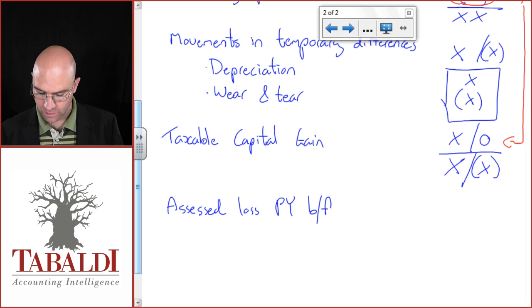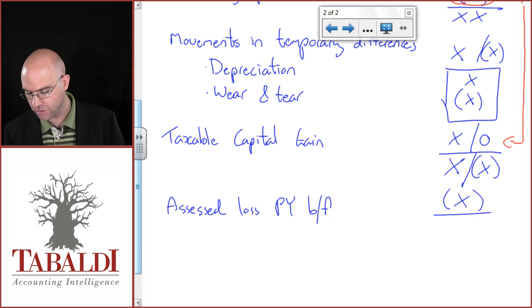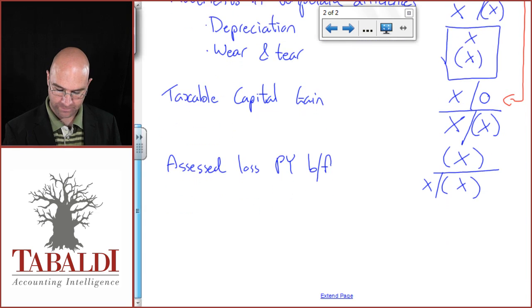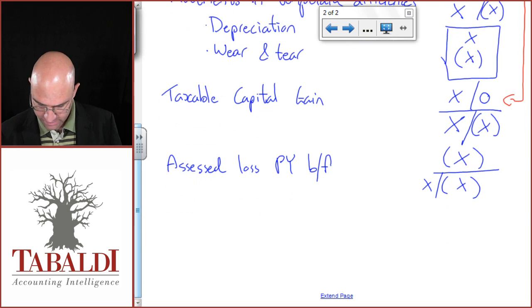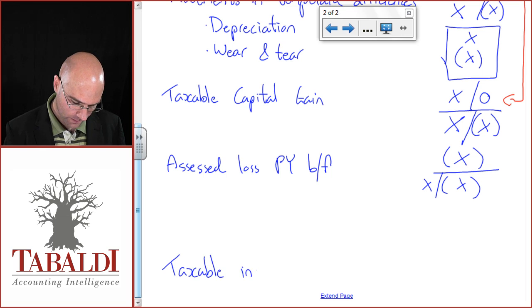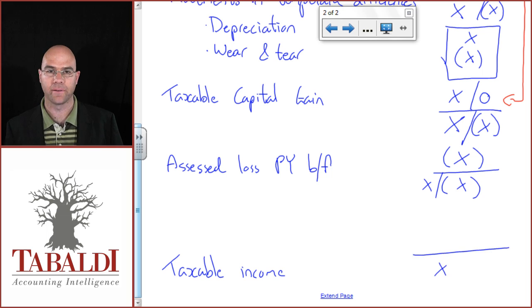in future periods. So if I had an assessed loss in the prior year, I would then bring that assessed loss as a deduction forward into the current year. And that would either reduce my tax profit or make my current tax loss even bigger. So once again, it could be a positive or a negative. If it's a positive, then I would go straight down to taxable income, and I would have a total taxable income figure.